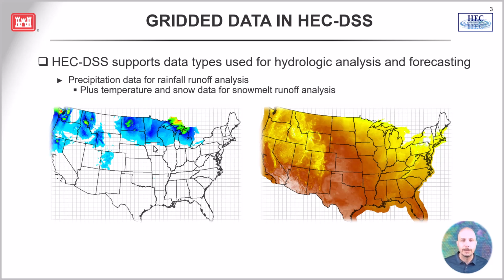Gridded data is required for hydrologic and hydraulic modeling, and HEC-DSS supports several data types, in particular precipitation data, which is a primary input for rainfall runoff modeling, and temperature and snow data too, for snowmelt runoff modeling. Like the precipitation grid on the left and the temperature grid on the right, the gridded data products typically have nationwide extents, and they are available from the National Weather Service.